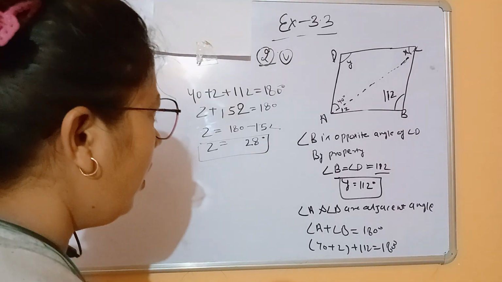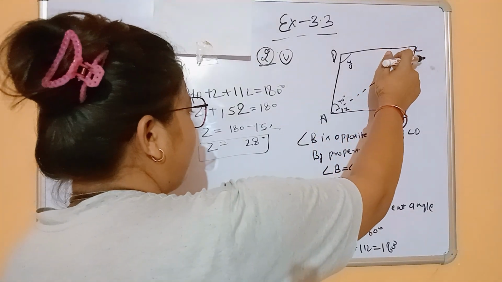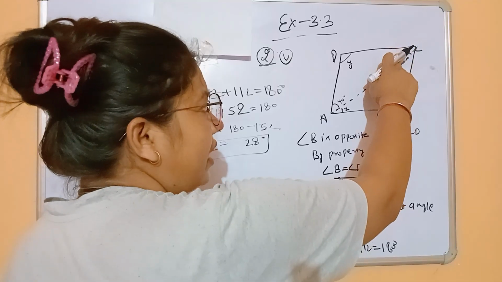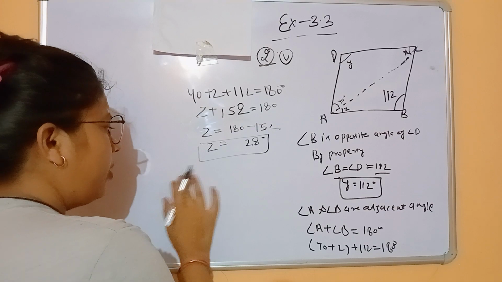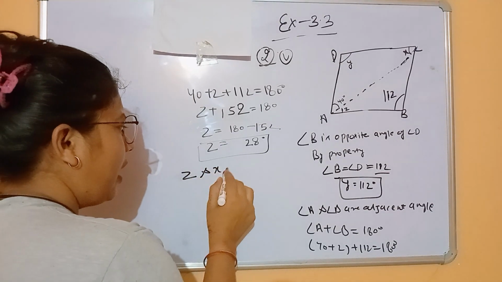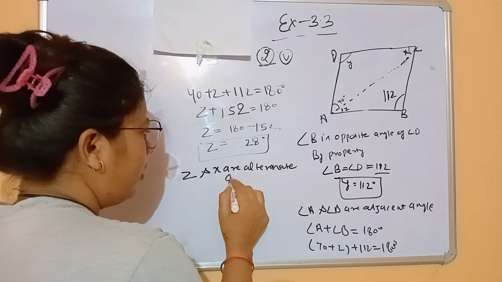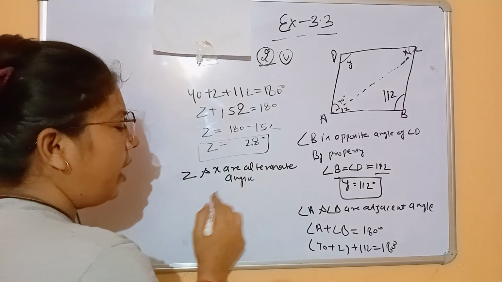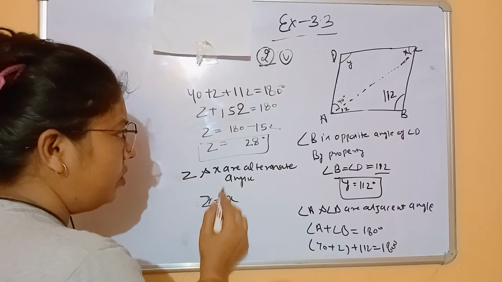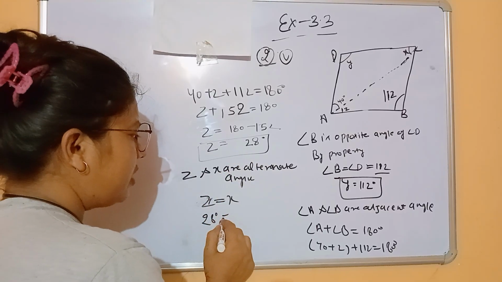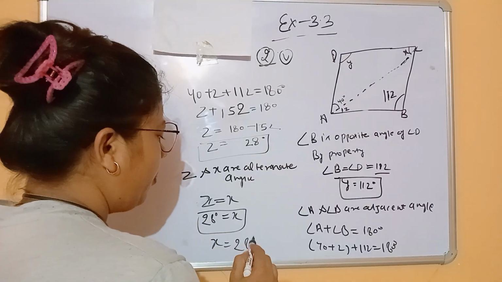If angle Z is 28 degrees, then its alternate angle X is also 28. Angle Z and angle X are alternate angles. So angle Z is equal to X. Z is equal to 28, so X is also equal to 28. So now we have easily found the angles X, Y, Z.